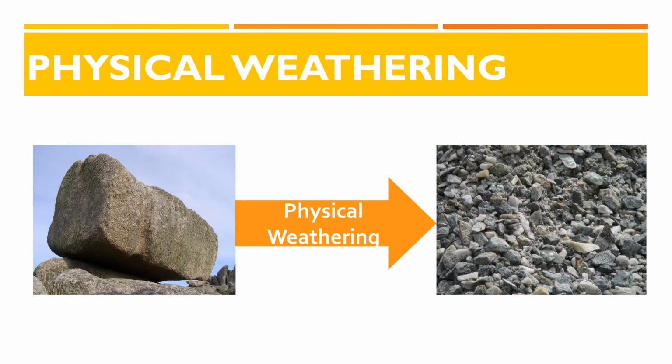Now, one example of weathering is called physical weathering, and basically physical weathering is you're breaking down a large rock into smaller pieces without actually changing the composition of the rock. You might have very small pieces of sediment that result, but all those pieces of sediment are the same composition of the original rock.